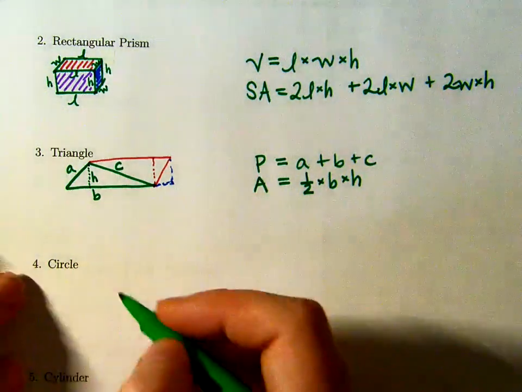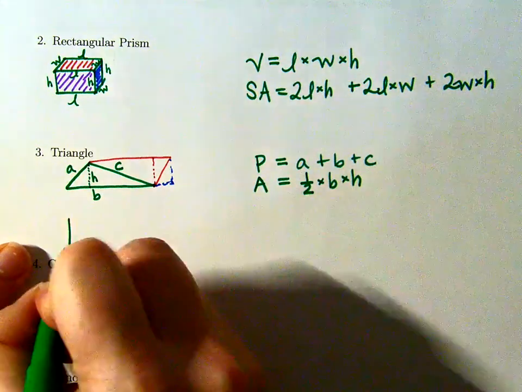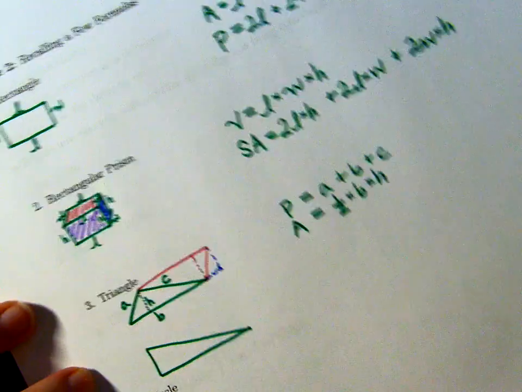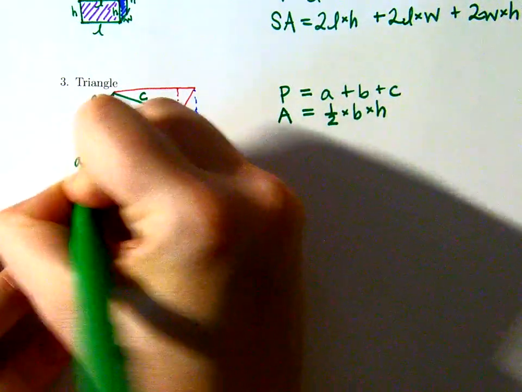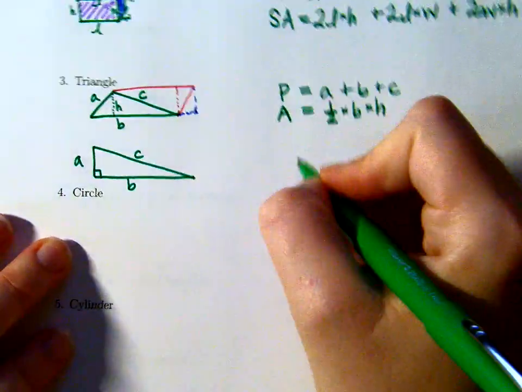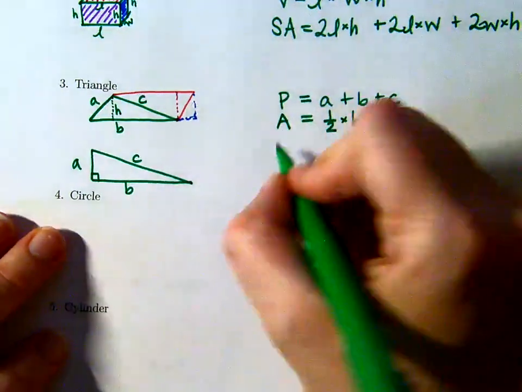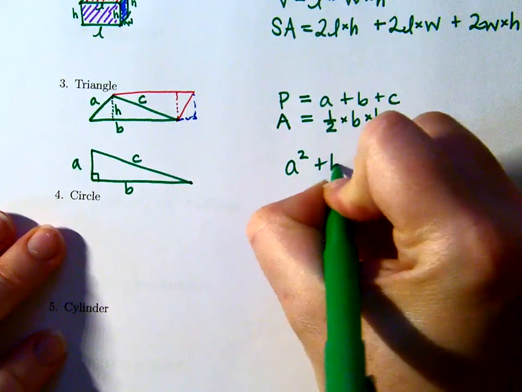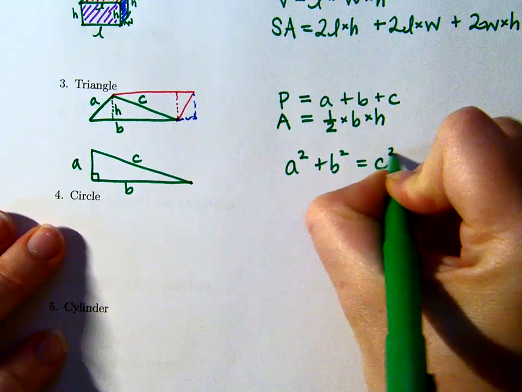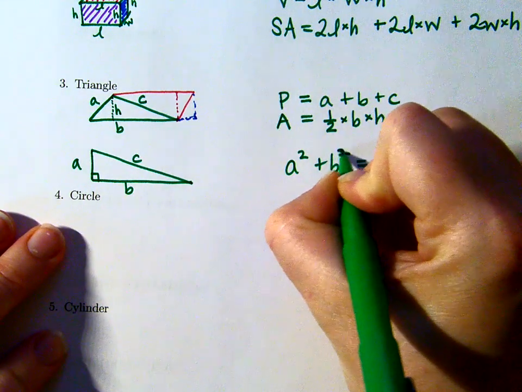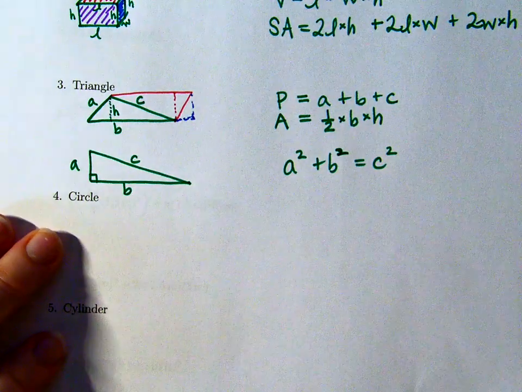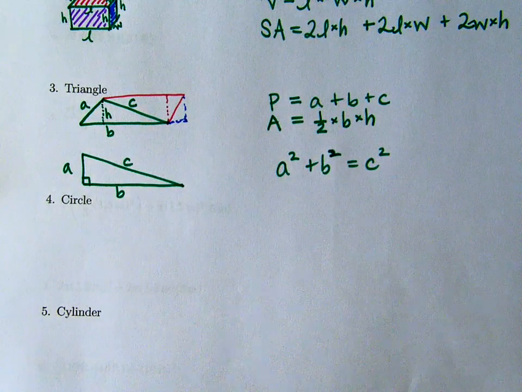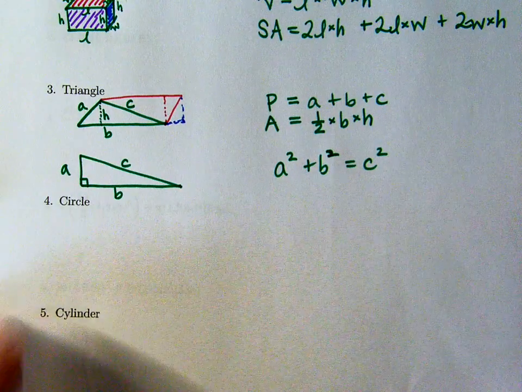And then we have this other specific triangle, a right triangle. And I'm thinking that the majority of you know a special formula for this triangle too. It was the Pythagorean theorem. A squared plus B squared equals C squared. But remember that that only works if the triangle has a right angle in it. So it's very, very specific to right angle triangles.